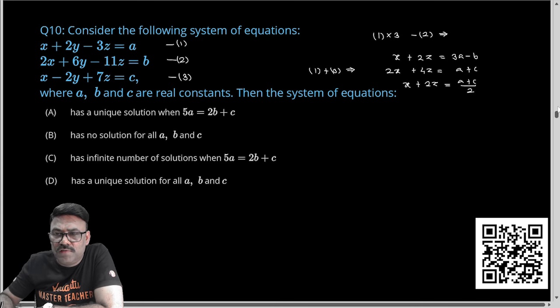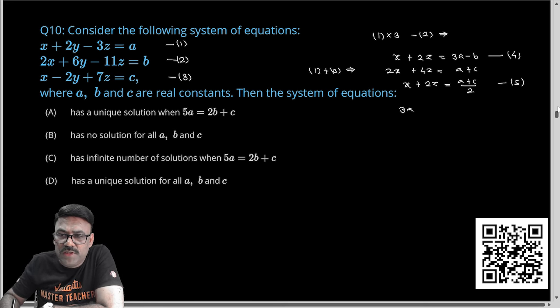Now you can see that, let's say this is equation number 4, this is equation number 5. You can see that these are parallel planes, x plus 2z, x plus 2z. So if 3a minus b and (a plus c) by 2 are different, then it will not give you any solution. And if 3a minus b and (a plus c) by 2 are equal, then there will be infinitely many solutions, because in that case 4 and 5 will become the same. So for infinitely many solutions, 3a minus b and (a plus c) by 2 should become the same.